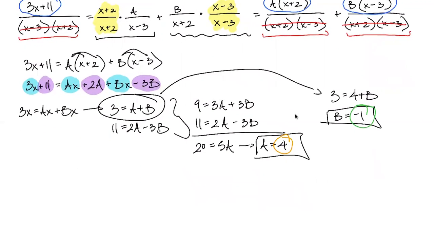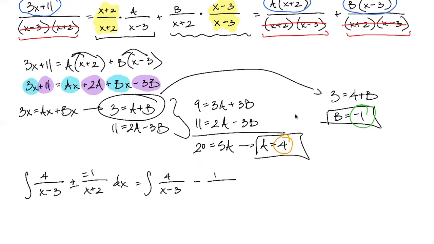Let me write that down. Now, one of the things that you may choose to do is say, I know plus a negative means just subtraction, so you might want to write it like this. Integral of 4 over x minus 3 minus 1 over x plus 2, and that would be okay.